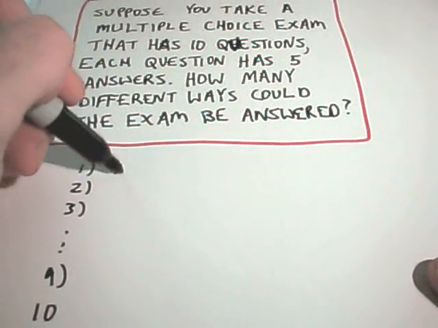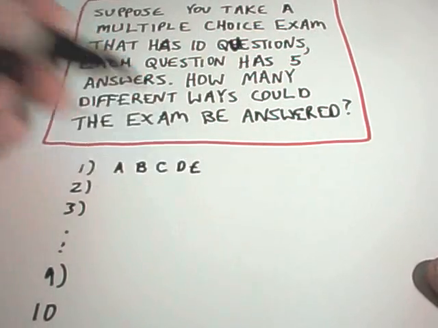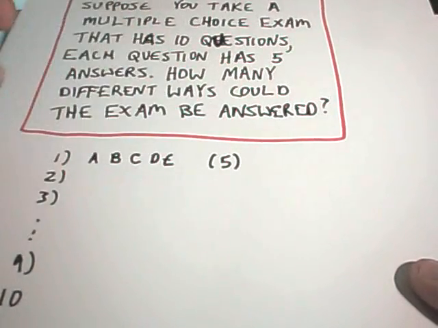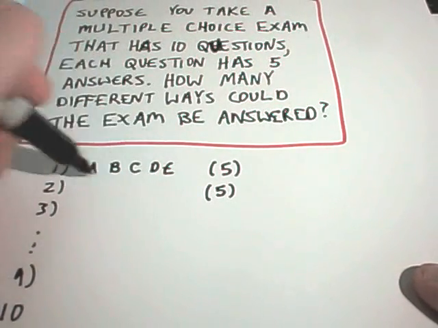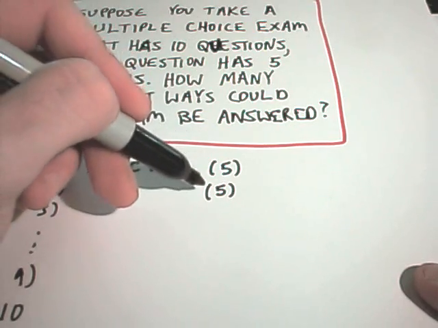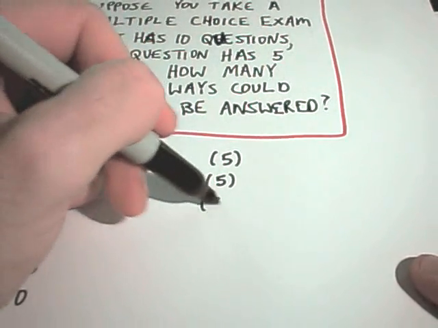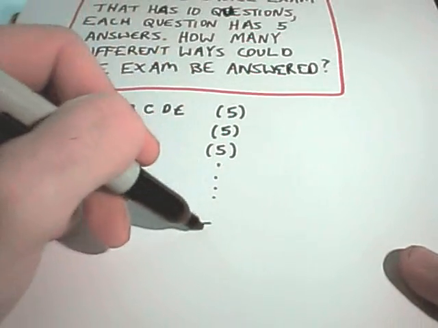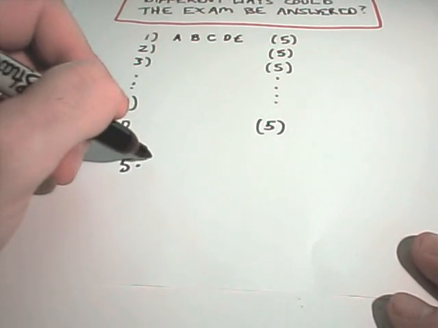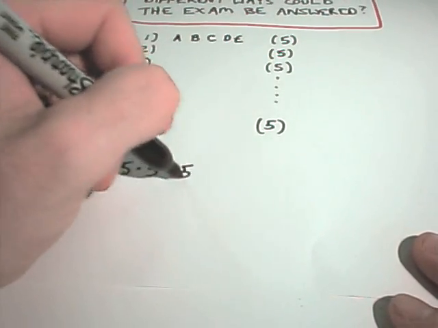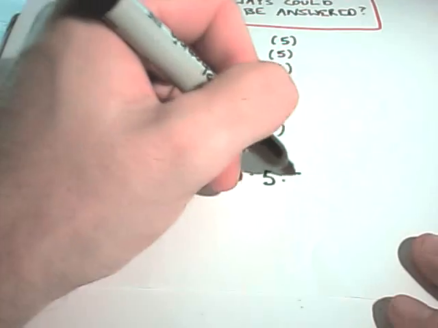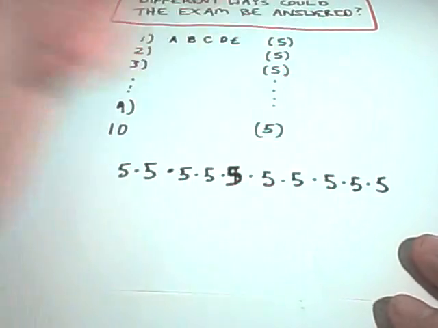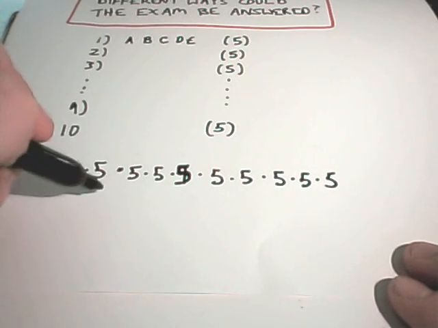Well, how many choices are there for question 1? Well, it turns out there's 5 choices for question 1. You could think about your events as being guessing an answer for question 1. Event 2 would be guessing an answer for question 2. You have 5 choices for the next one, all the way down the line. You have 5 choices for each one. So that means the total number of ways you would have would be 5 for the first one, 5 for the second one, 5 for the third, etc., up to 10. You have 5 choices for each one.